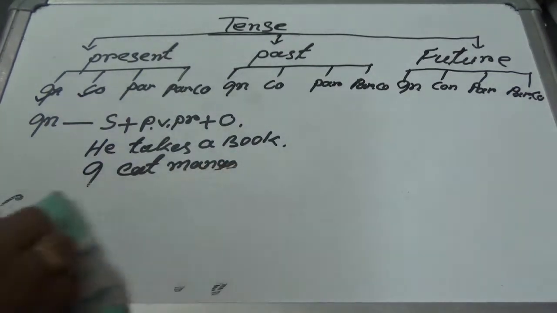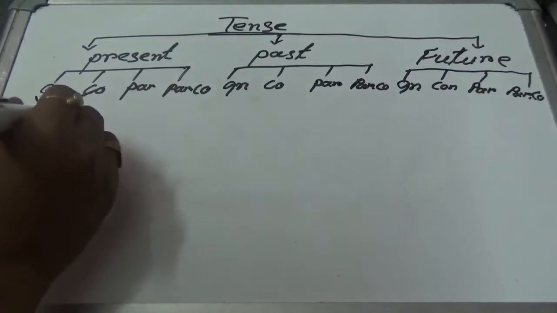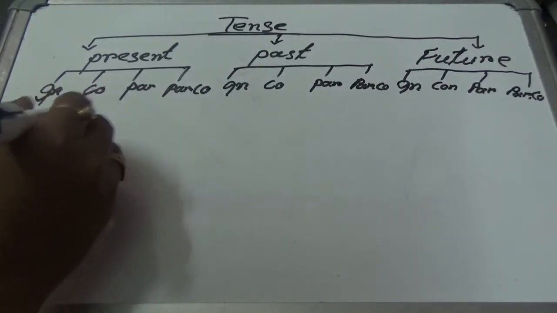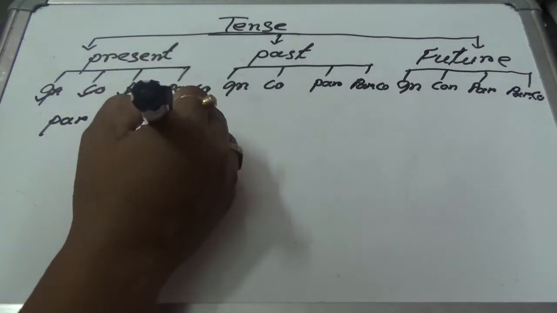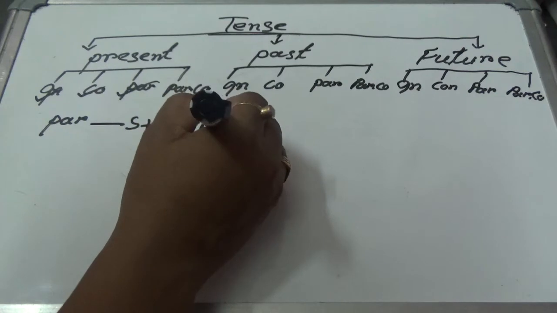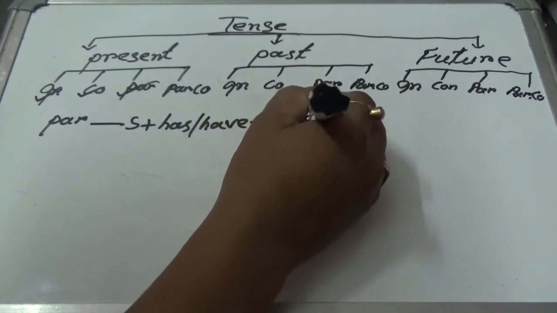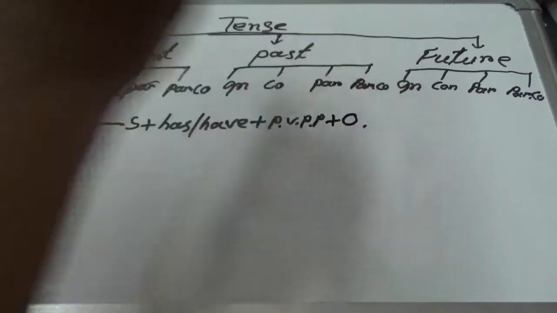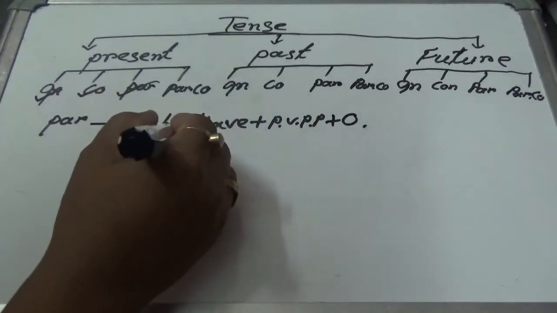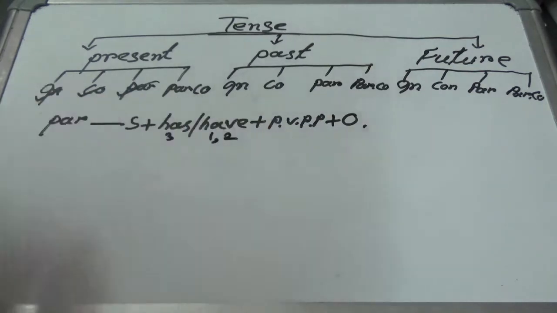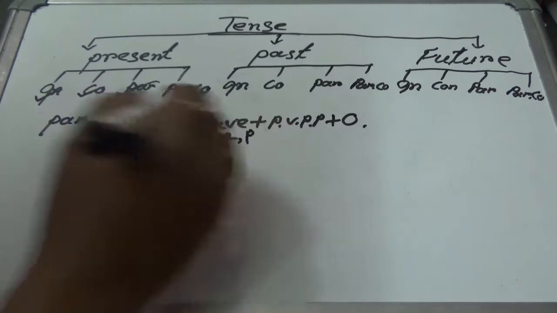Next, present perfect. S plus has oblique have plus PVPP plus O. That means subject plus has oblique have plus principal verb past participle form plus object. Has for third person, have for first and second person and plural number.